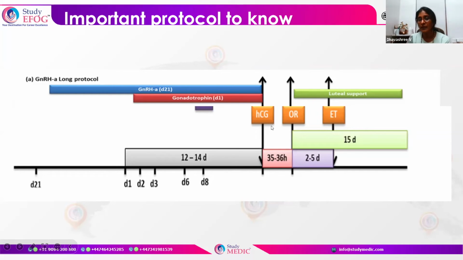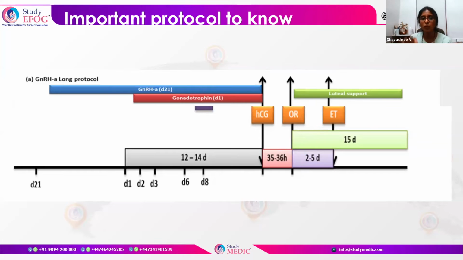Usually in an agonist cycle, it is always HCG which is given, and HCG is the culprit for OHSS. So for a woman who is a high responder, HCG should not be given because it might cause OHSS. So basically, for high responders, agonist protocols are not a preferred one. When we give HCG, it causes final maturation, and 35 to 36 hours post HCG administration, we do an oocyte retrieval.